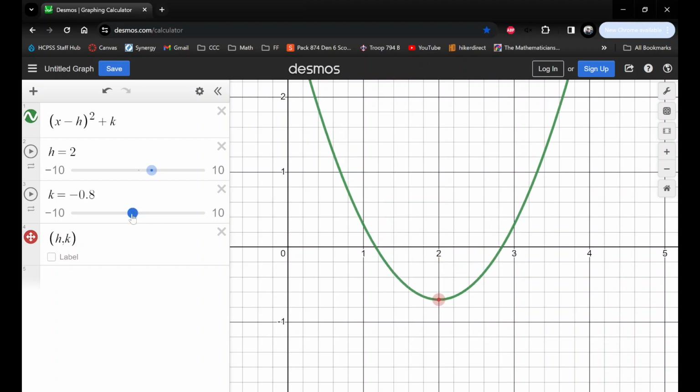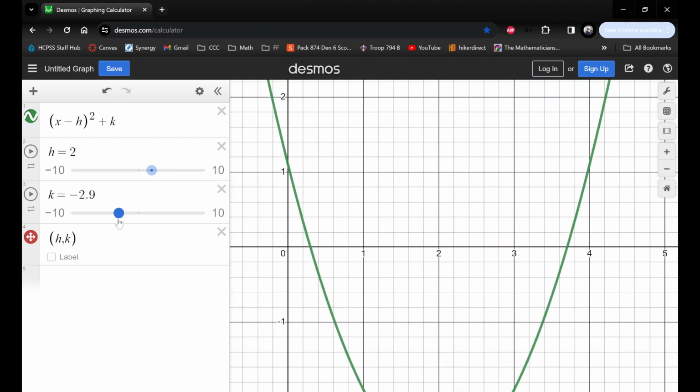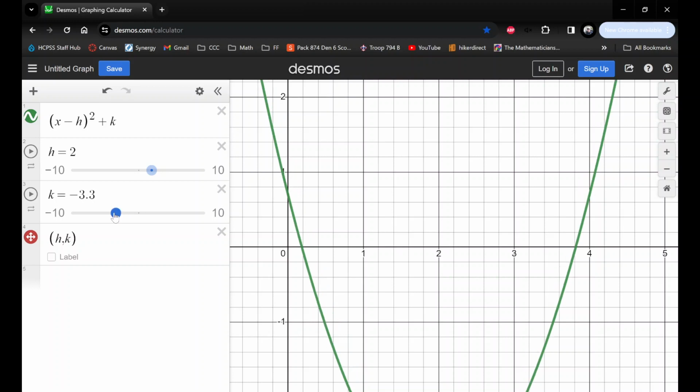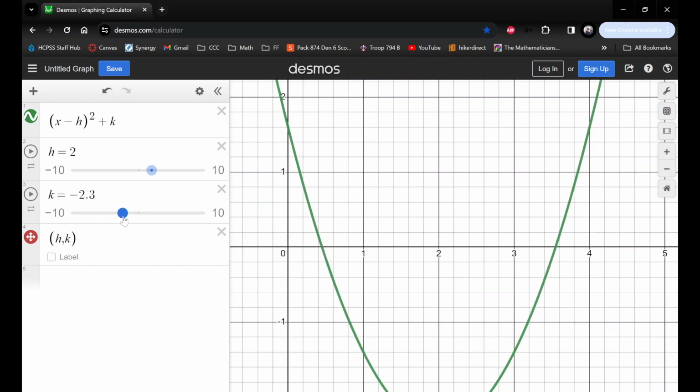And that's what I really want to show you. As you pull it down further and further, the zeros from 2, which is where the vertex is for the x value, they move further and further away from 2. Okay? That's all that's happening. It's like opening up some.